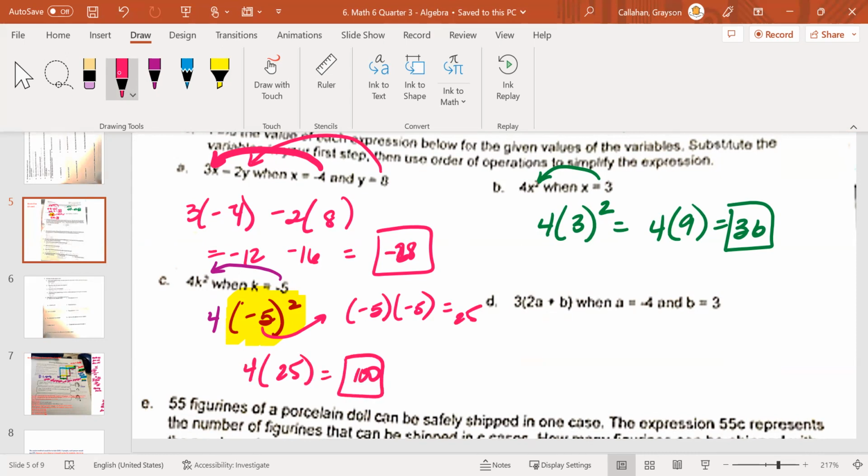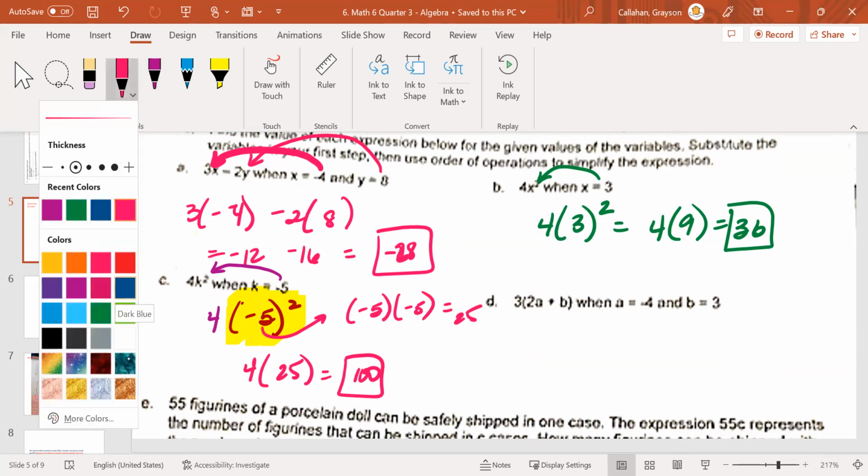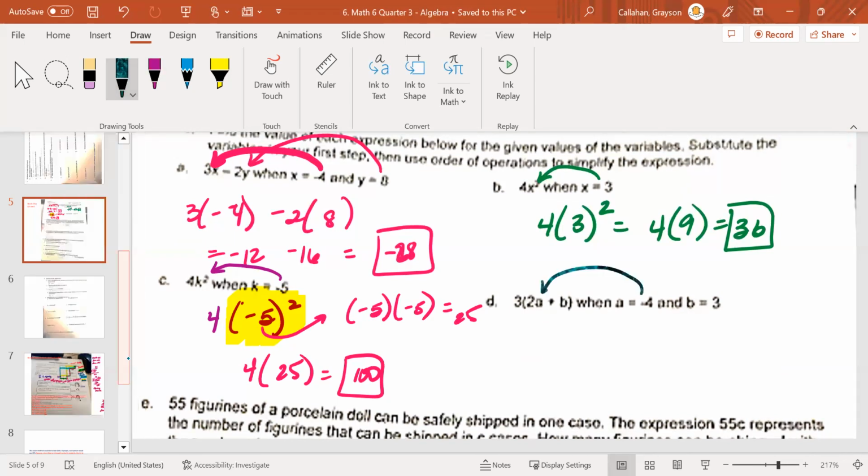What was your answer for C? My answer was 400. 400 is not correct. It's 25. 25 times 4 is 100. -5 times -5 is a positive.